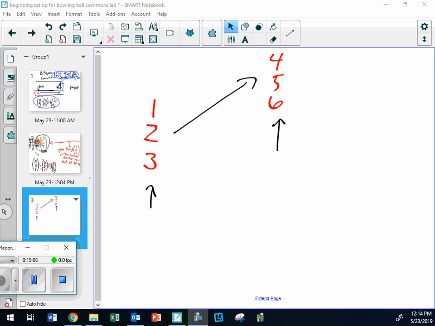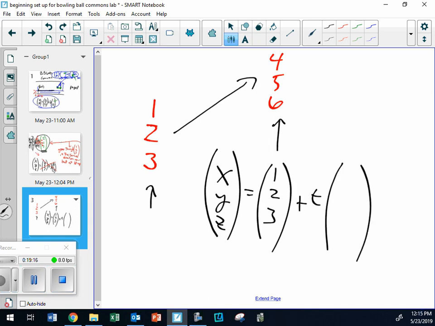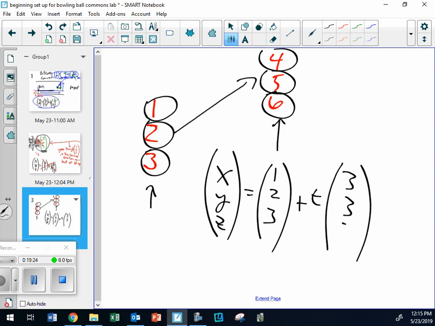This one, you should have said, starts at 1, 2, 3. So that's x, y, z equals 1, 2, 3 plus t times, wait, how do I get these? You go 4 minus the 1 makes 3. 5 minus the 2 makes 3. 6 minus the 3 makes 3. There it is. All right. Next, would you tell me where it would be at time 5?